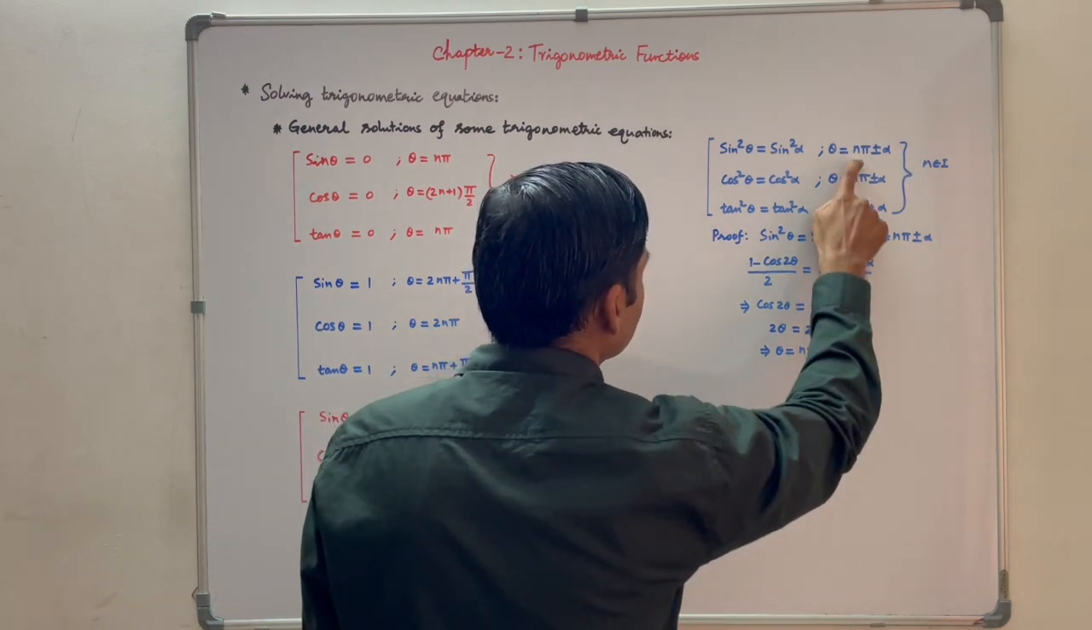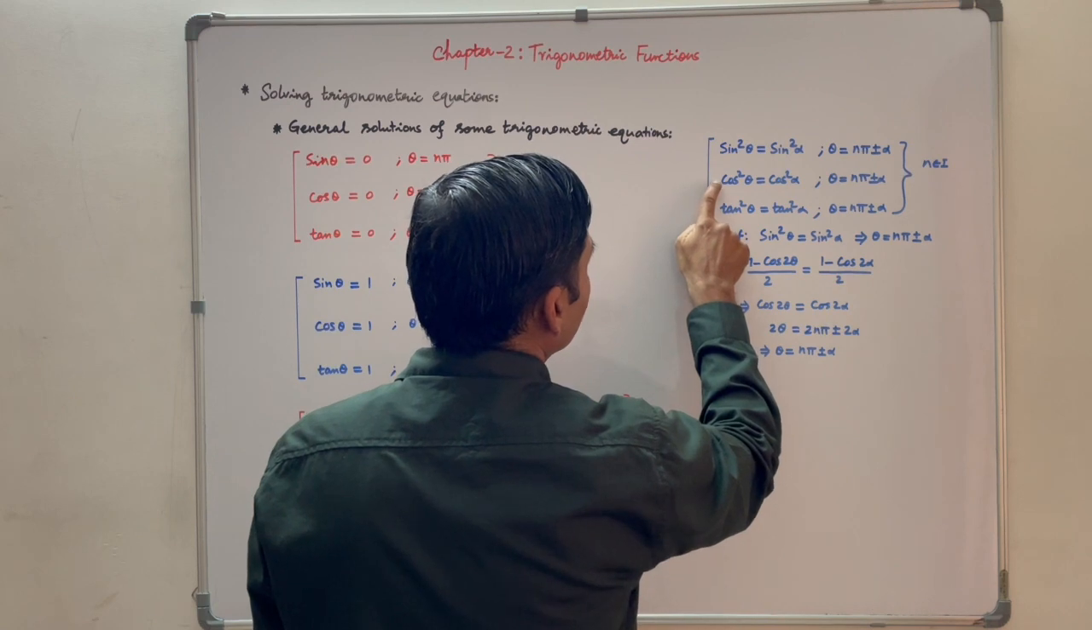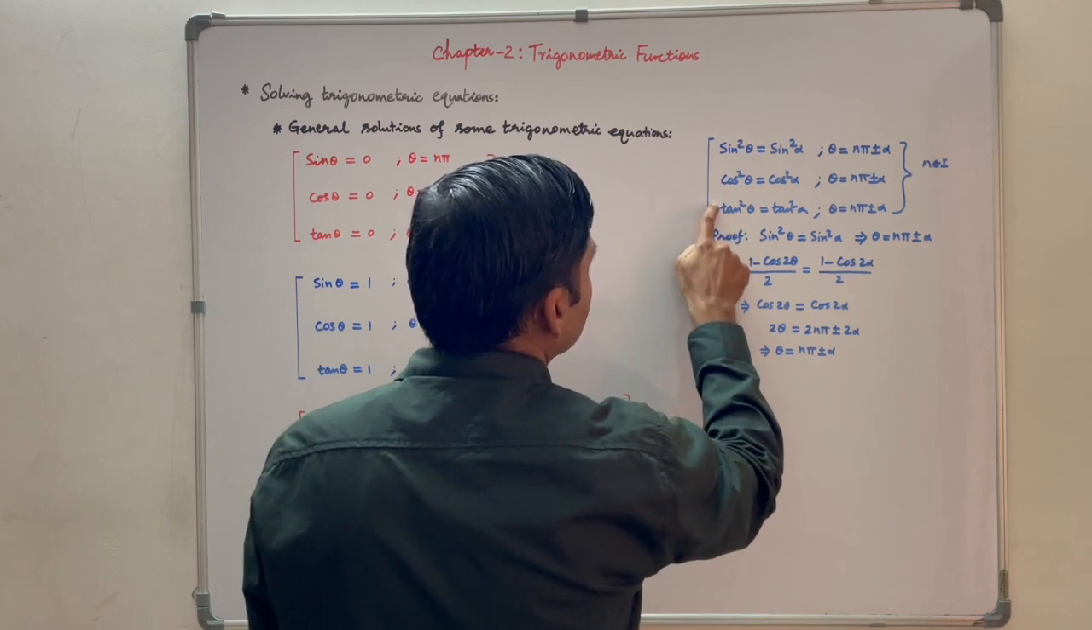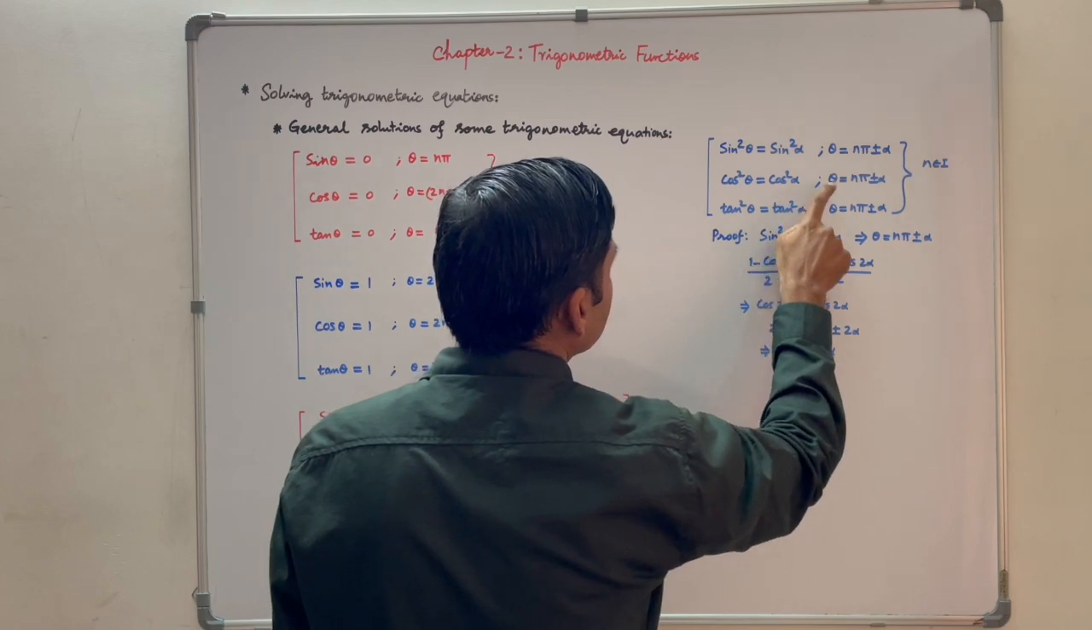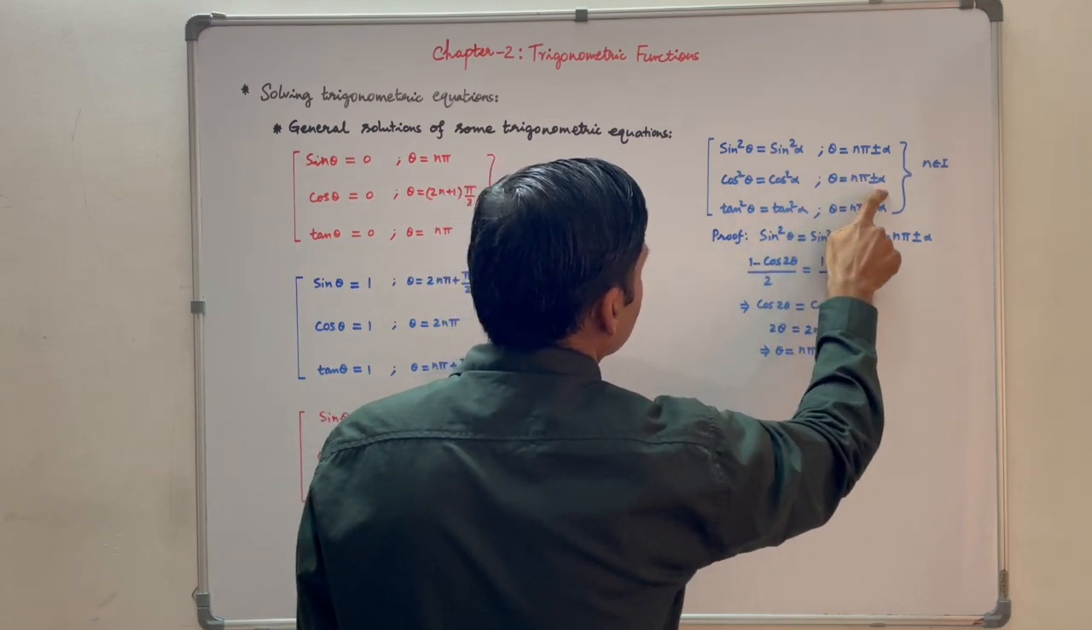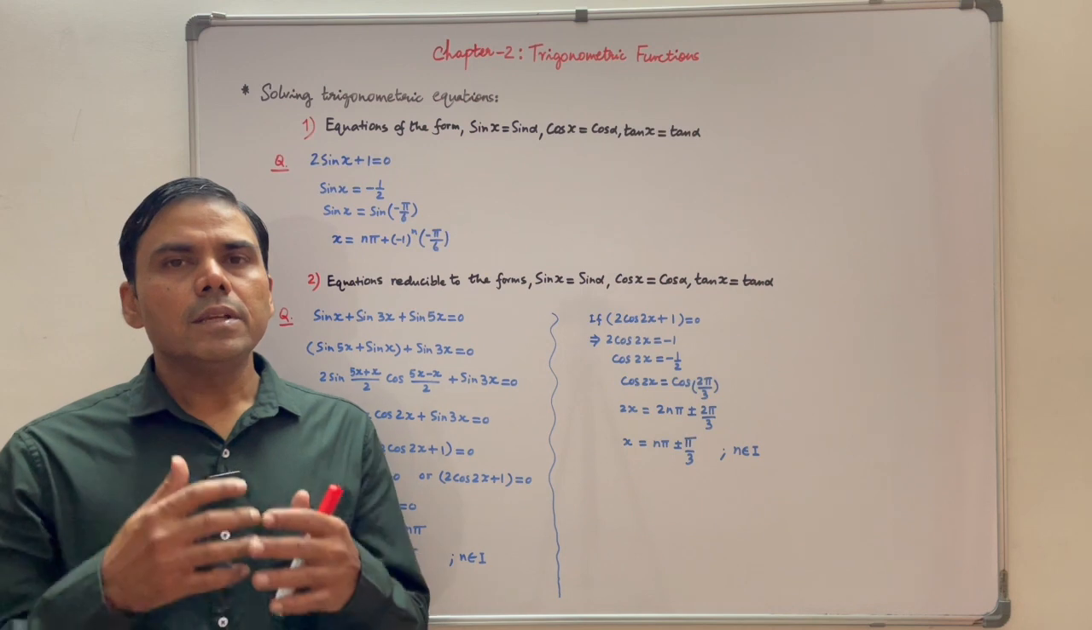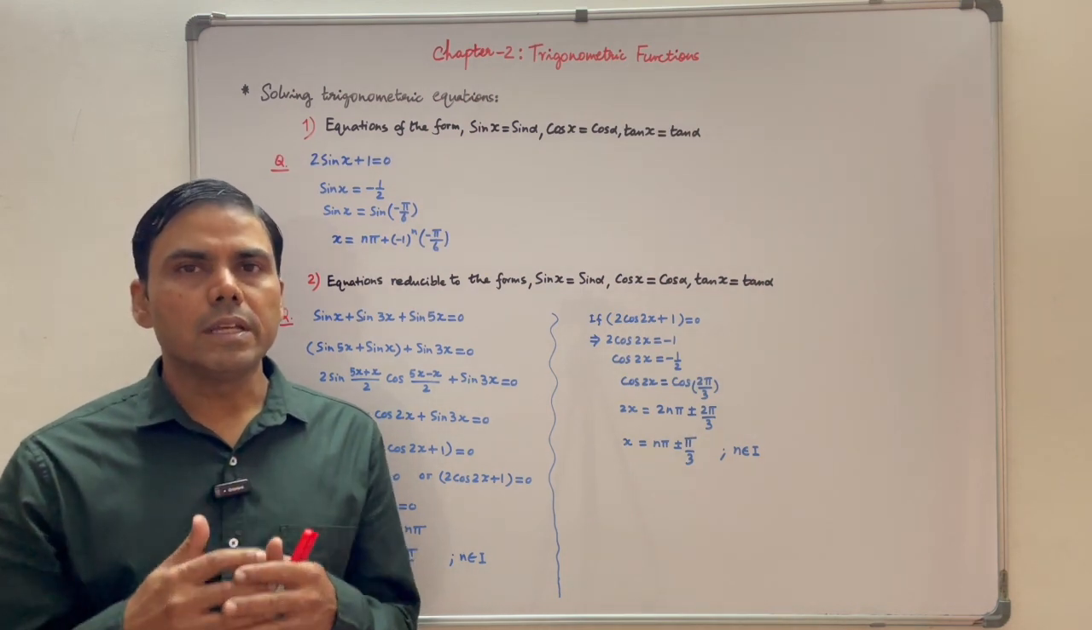That is the general solution. Similarly, we can prove this and this also, that the general solution remains same in all three cases, that is theta is equal to n pi plus minus alpha. Now let us see methods to solve trigonometric equations.